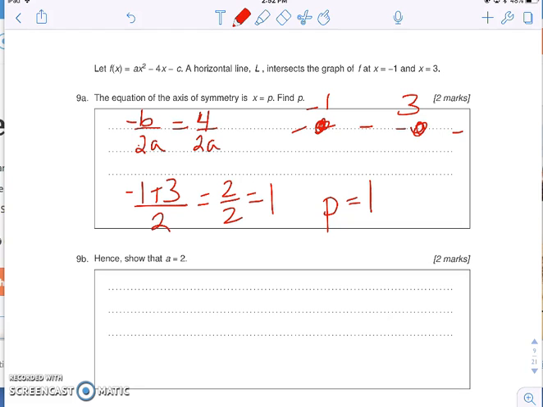Show that a equals 2. This is our axis of symmetry, so the opposite of b over 2a equals 1. So we have the opposite of b, that would be 4 over 2a equals 1. Times 2a, so 4 equals 2a, so a has to equal 2.